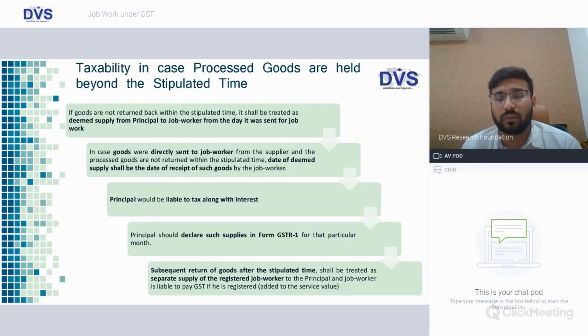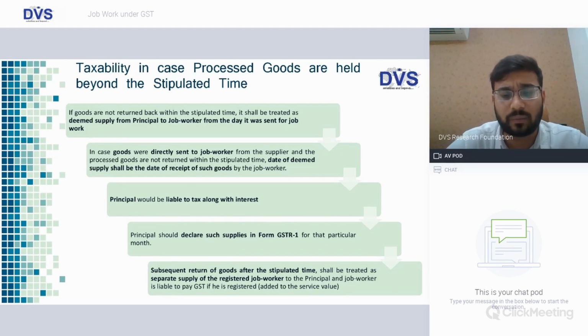Subsequent return of goods after the stipulated time. So say for example, what happens after 15th? On or after 15th April, that would be regarded as a separate supply of the registered job worker to the principal, and the job worker is liable to pay GST if registered. So friends, we'll see this in the form of illustrations also.